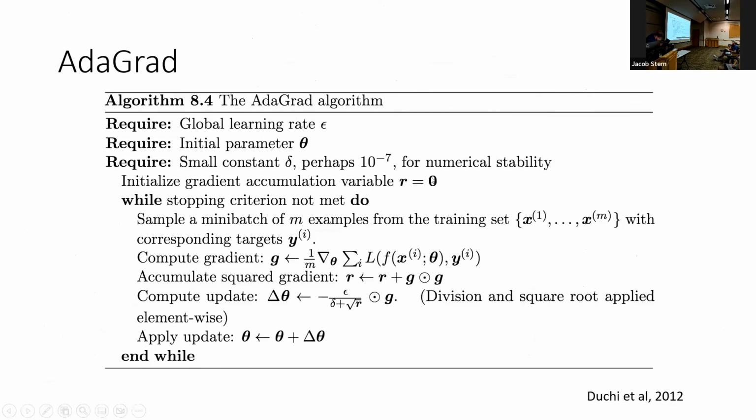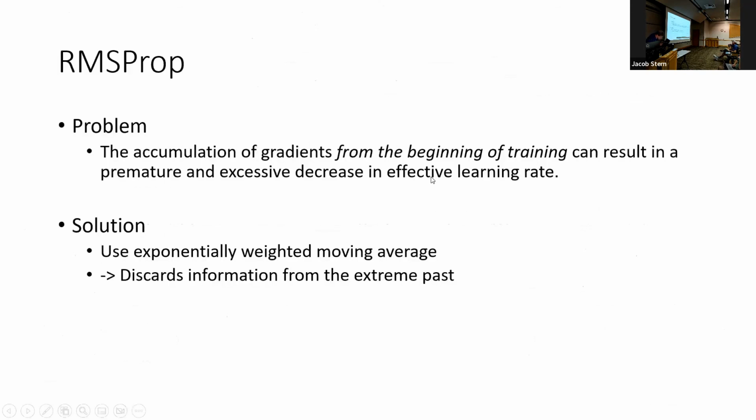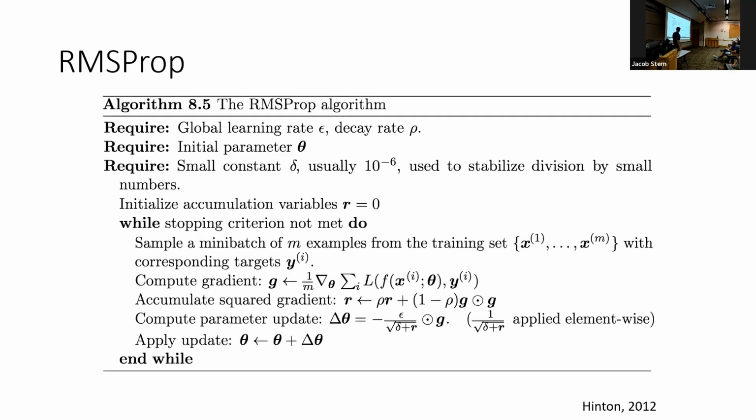We'll just quickly skim over this. RMSProp basically addresses a problem with AdaGrad where large gradients from the beginning of training influence you too much. So we use an exponentially weighted moving average so that older gradients have less sway in that AdaGrad algorithm. And that simply looks like this. We just add this rho term, which exponentially decays our older R vector.